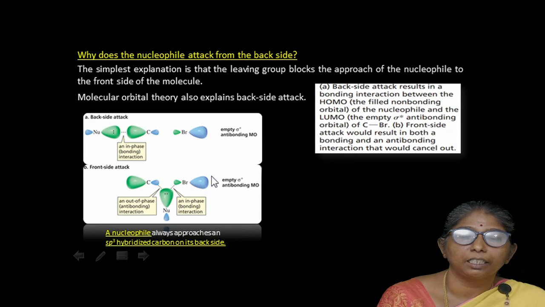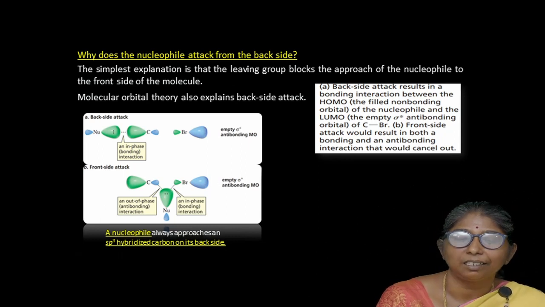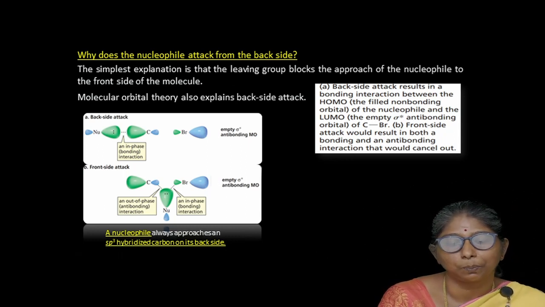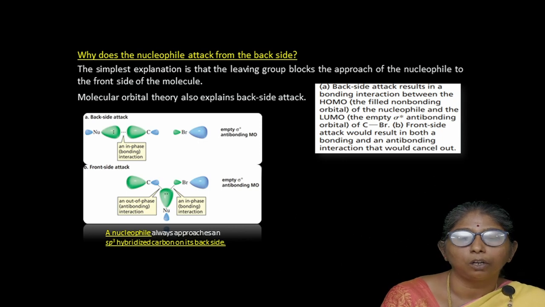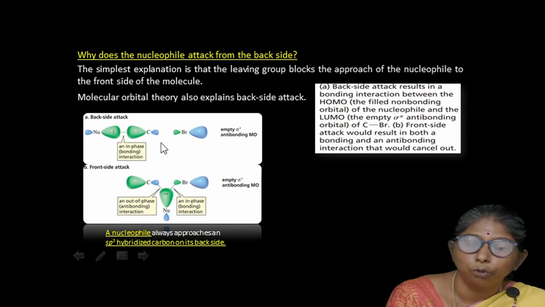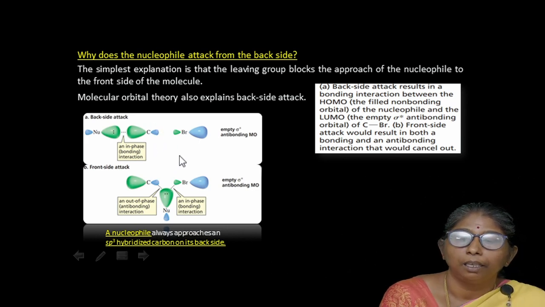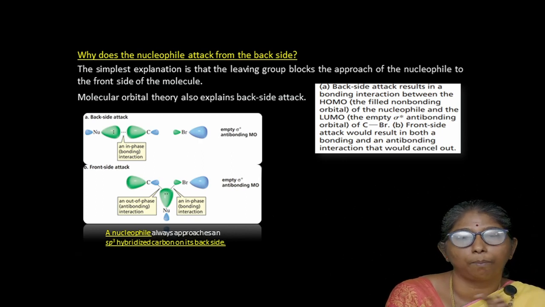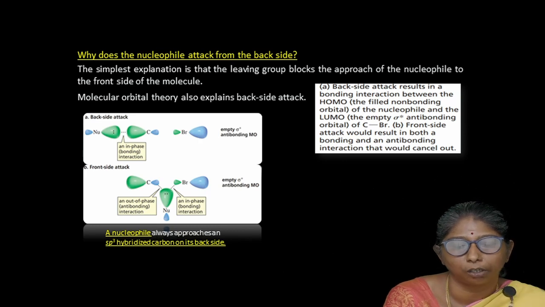And now, why does the nucleophile attack from the backside? That is an important point. The simplest explanation is given by the molecular orbital theory. For a reaction to take place, the HOMO, the highest occupied molecular orbital, must combine with the LUMO, the lowest unoccupied molecular orbital. That is the molecular orbital theory.